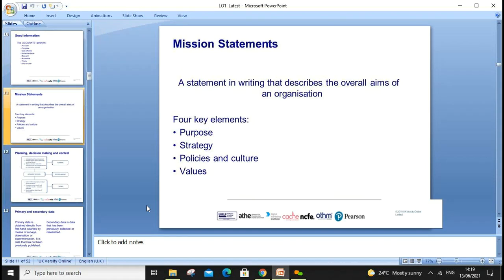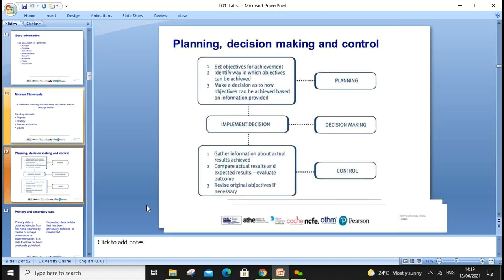Like I say, we are in the business of developing nations and generations, equipping them with new innovative skills. The four key elements of the mission can be purpose, strategy, action plans, policies and culture, and the values of the company. Values are like people liking to be treated well, like Tesco values.